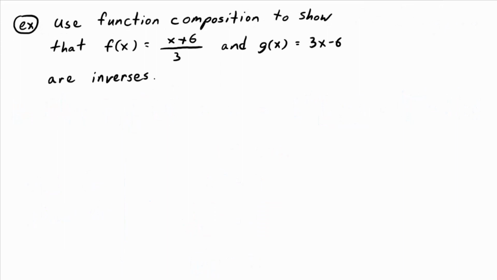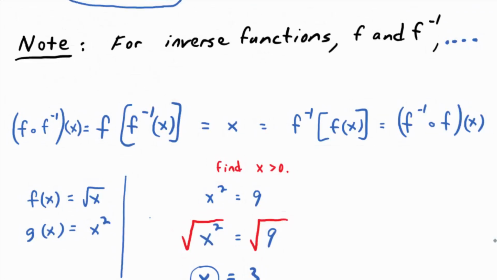If you're asked to use function composition to show that f of x is equal to x plus 6 divided by 3, and g of x is equal to 3x minus 6, if you're asked to use composition to show that those are inverses, then you don't use that recipe from above to find the inverse. All you do is compose them both ways and show that you get x both times. In other words, you use that property we just stated above.